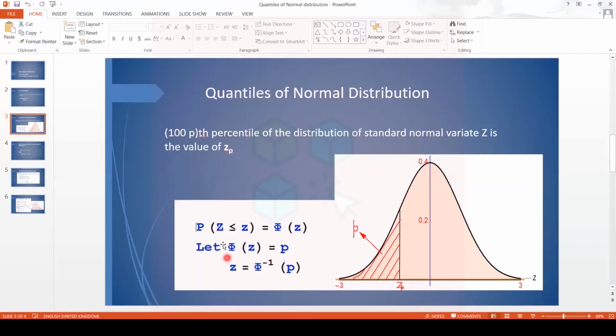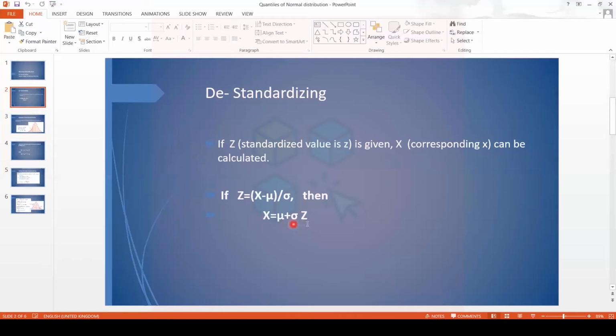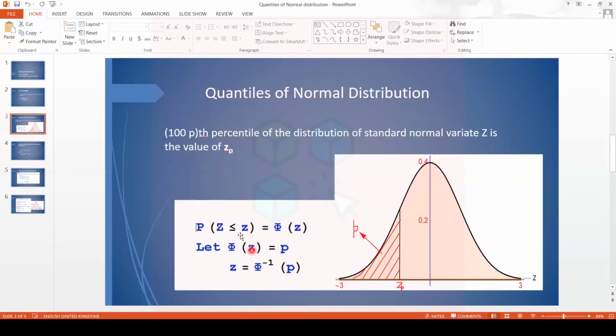This is the first step in which we have calculated the z value, and then using this z value we can convert it into x and obtain the quantiles of the normal distribution. Whenever the standard normal variate value is converted into x, that is called the quantile of the normal distribution, using the expression we studied on the previous slide, x is equal to mu plus sigma z. Once z is obtained from phi inverse of p, we can calculate x using this expression. So the 100pth percentile of the distribution of the standard normal variate Z is the value zp, which can be obtained from this expression.